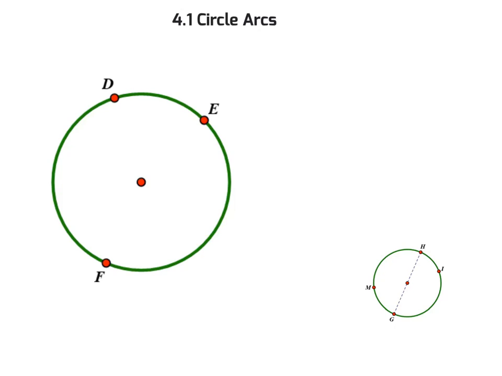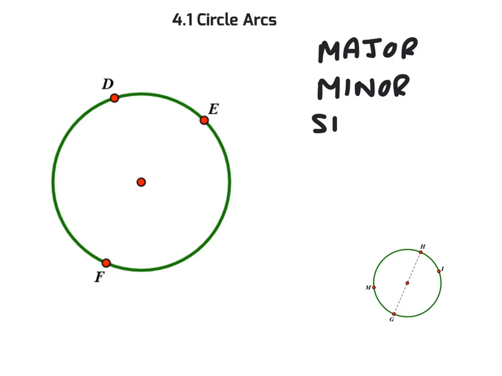Let's take a closer look at arcs and all types of arcs. First of all, we name some specifically. We have what we call a major arc, we have a minor arc, and then we have a semicircle or a semi-arc. Now, each of these represents different ways to think about the arcs of the circle. Now, you know what an arc is. It is a piece or portion of a circle's circumference.